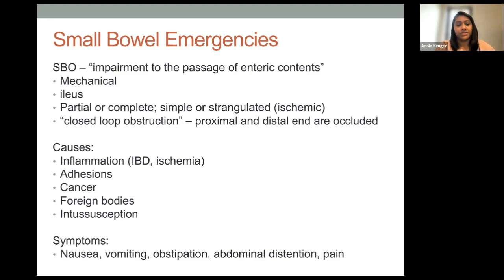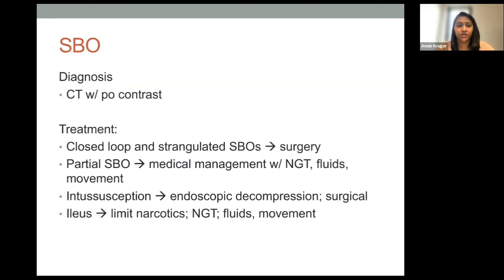Most common causes are inflammation, adhesions, cancer, foreign body, and intussusception. So most common symptoms are nausea, vomiting, obstipation, abdominal pain, and distension. You need a CT with PO contrast to really see whether it's a closed loop or strangulated or not. And if it is, you need to go to surgery. Otherwise, if it's just partial, you can manage that medically with NG tube and fluids. If it's intussusception, we can endoscopically decompress it without a problem. But if it's an ileus, you just want to limit the narcotics, put in an NG tube, give fluids, and get them to move.